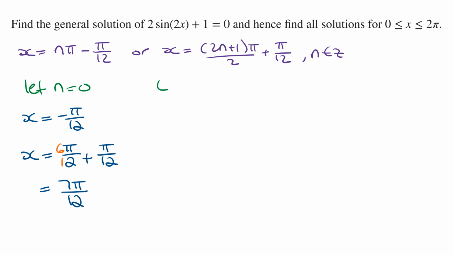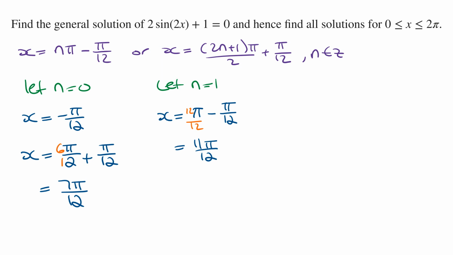And then if we let n is equal to 1, then subbing this into the first rule, we're going to get x is equal to n times pi, which is 1 times pi, and so this will be pi minus pi on 12. This is the same as 12 pi on 12 minus pi on 12, and so this is going to equal 11 pi on 12. And so our next solution is 11 pi on 12.